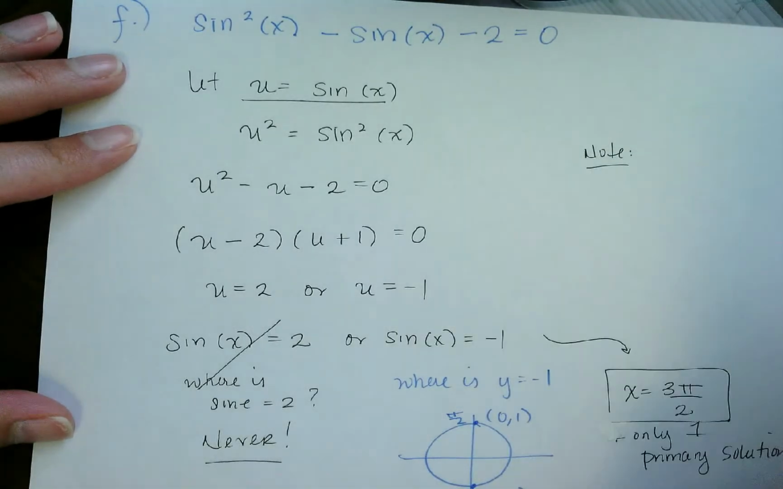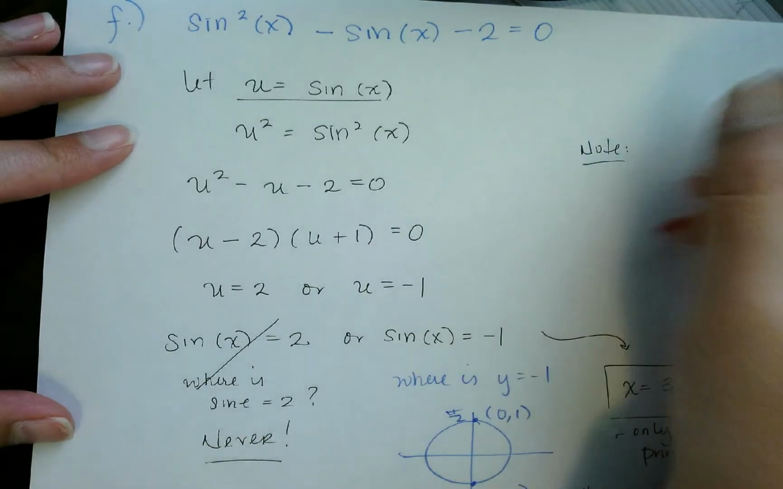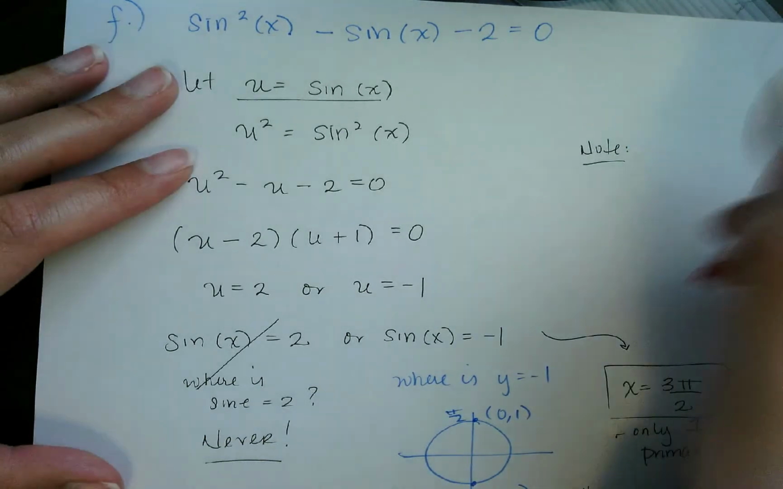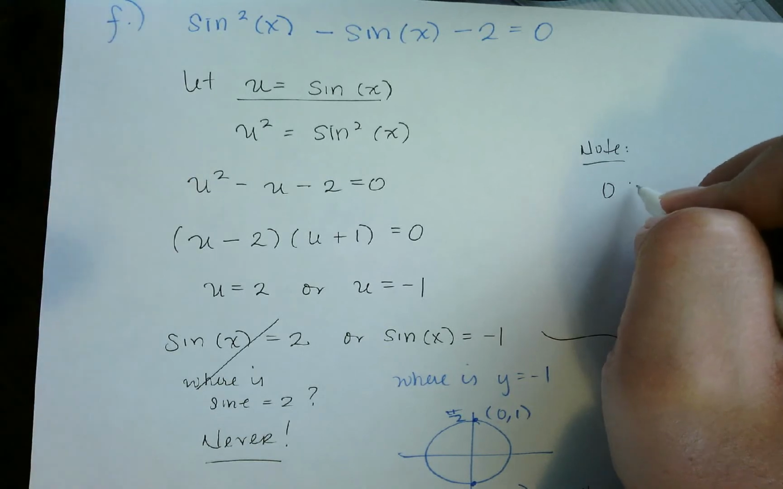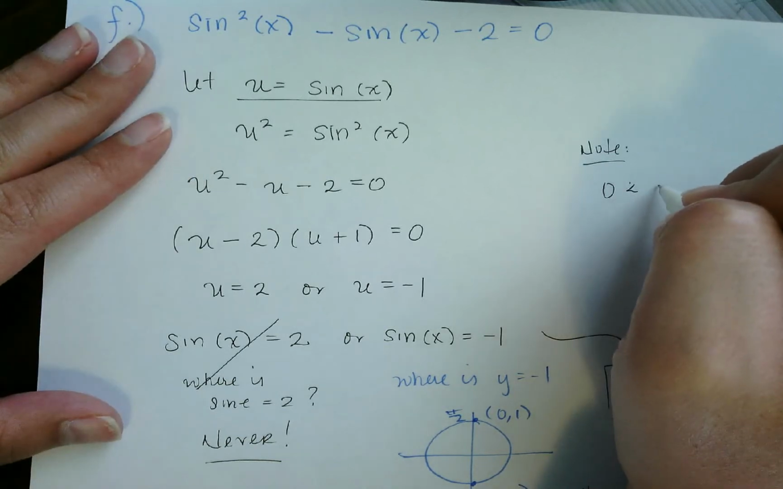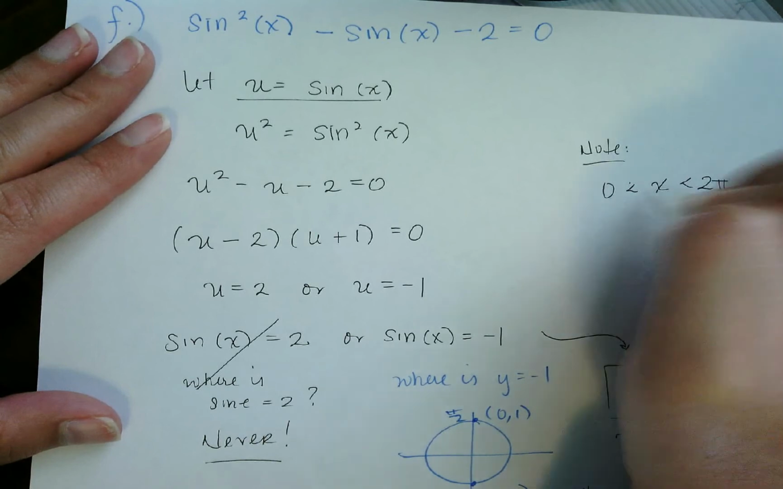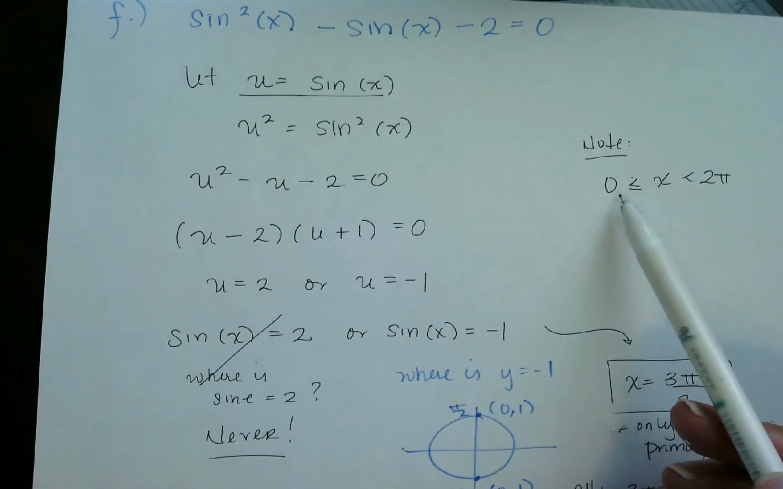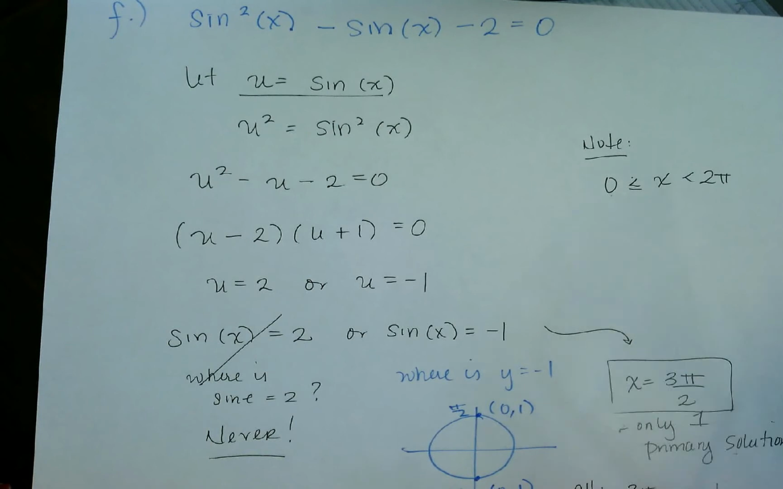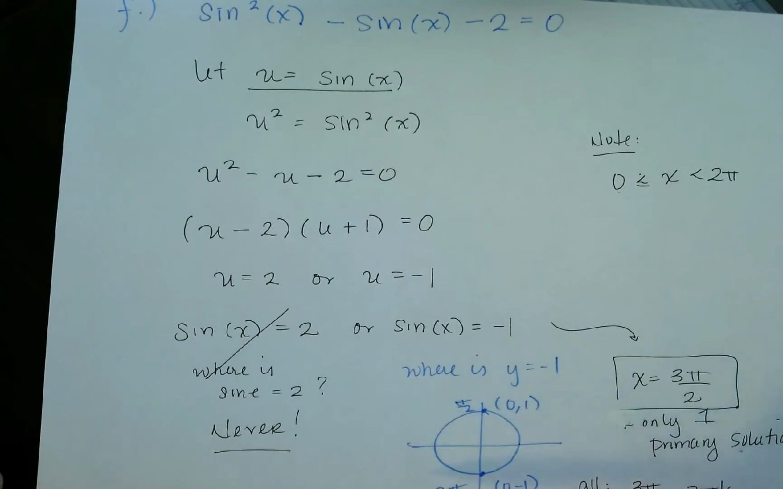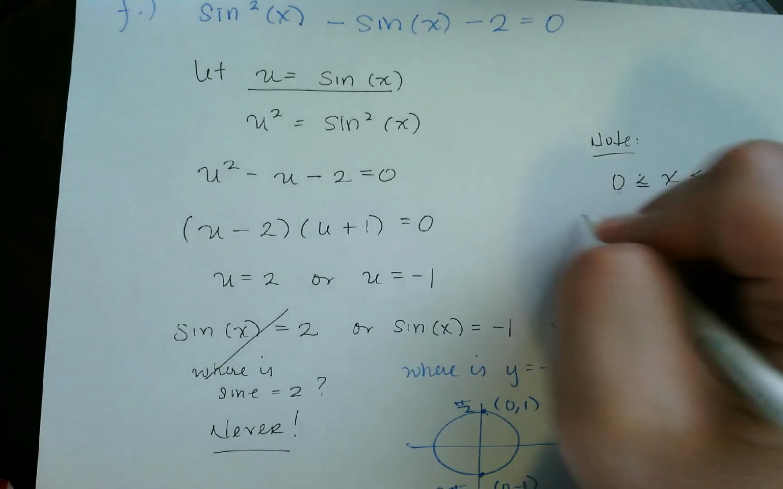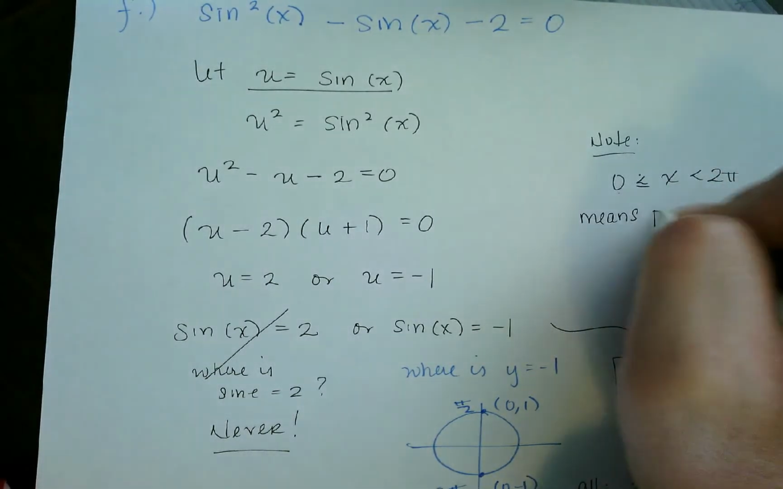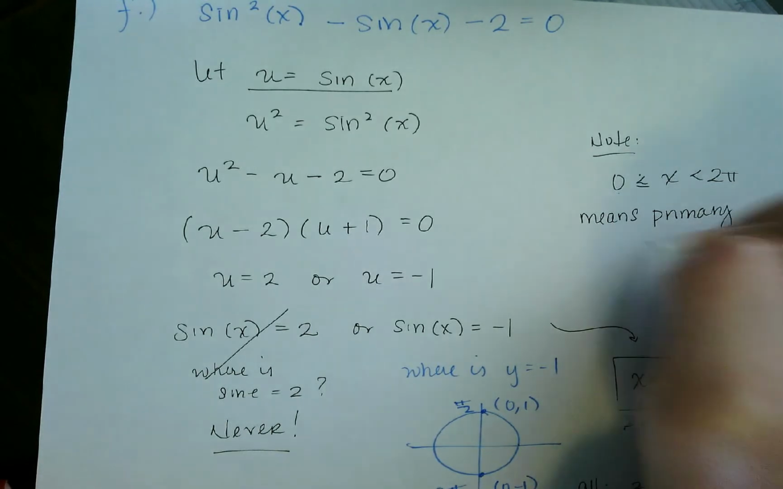If not, it'll say between 0 and 2 pi. So this means one lap around. You start at 0, go all the way around to 2 pi, but don't count 2 pi again. That's why there's no equal sign. This means primary solutions. So if the directions say between 0 and 2 pi, that means primary solutions.